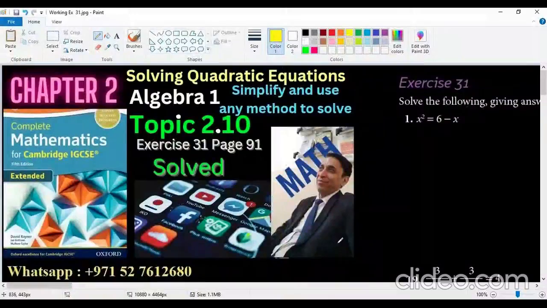Hello everyone. Once again, welcome back to exercise 31 that you can find on page 91 of the book that you have with you. In case you don't have this textbook with you, I can provide you a PDF of this book. Now, moving on to exercise 31.